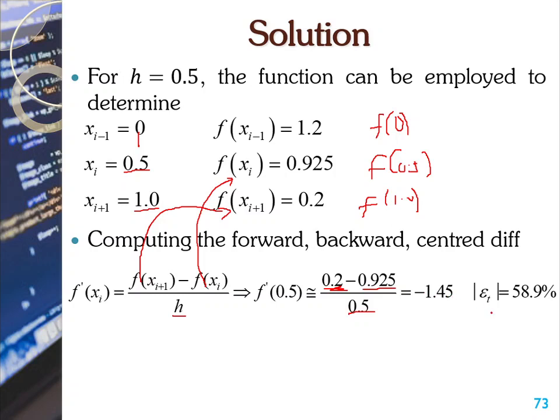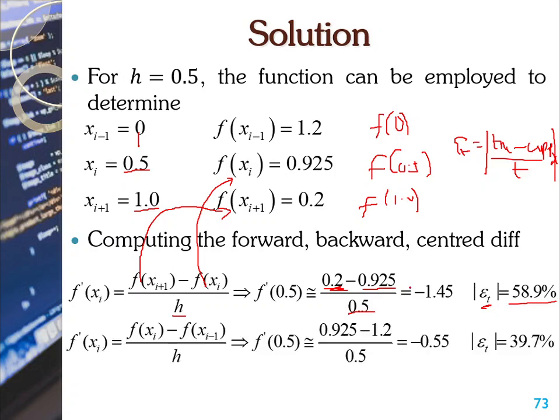This comes with an error of 58.9. This error is based on the true value. And remember how to estimate our error based on the true value. That is ET, which is equal to the true value minus the approximated value, all over the true value, all times 100. So don't forget that. This is how we calculated our error, and that is why we are getting 58. So that is for the forward differencing.